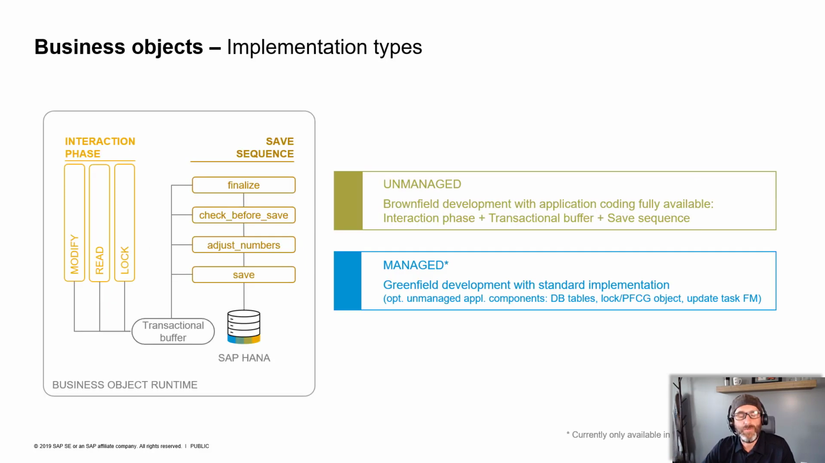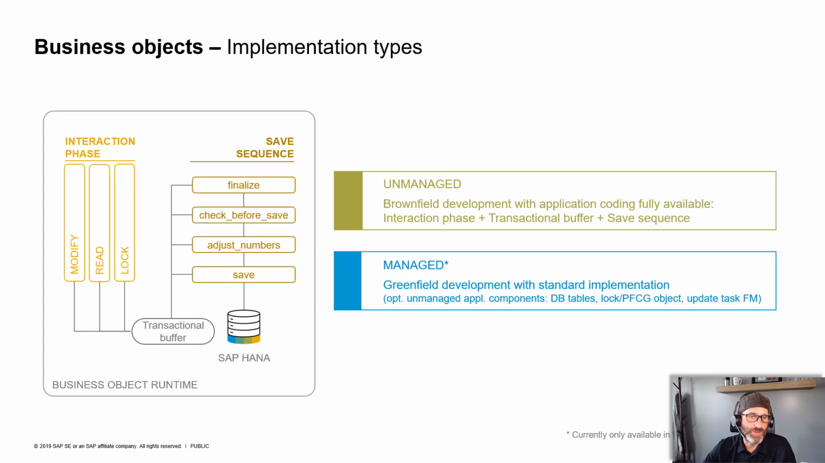This is another view of the implementation types. We have the interaction phase where we have the modify, read, and lock. We see the flow into the transaction buffer, and then we see the save sequence where these methods are called by the framework, and which are then implemented by the developer to update the data model directly.